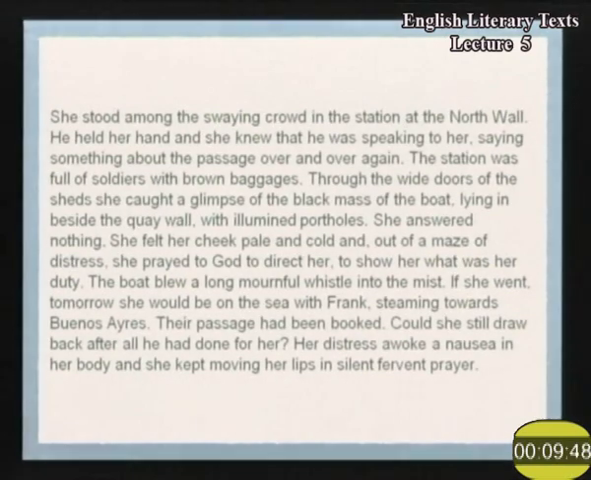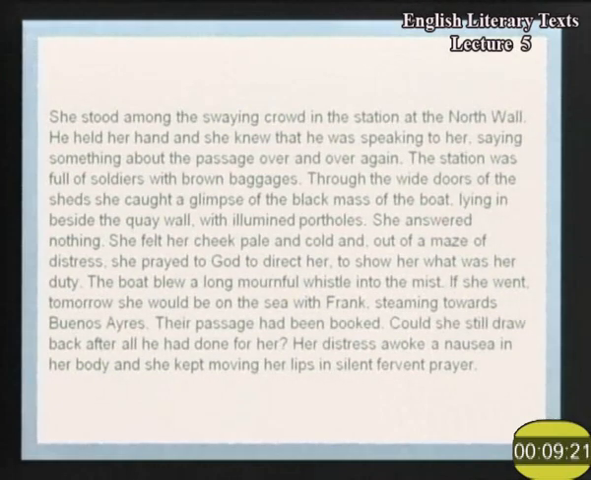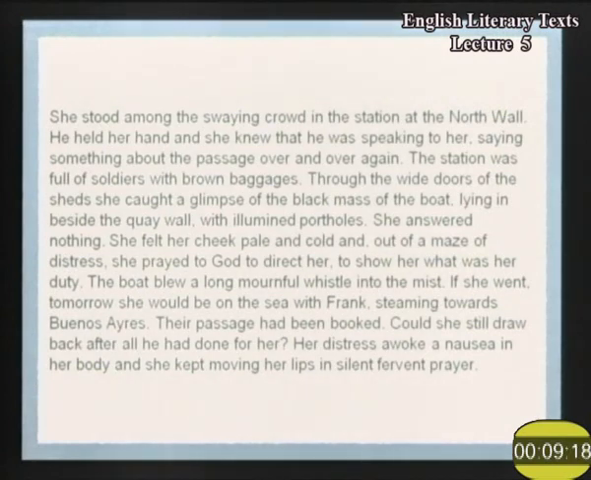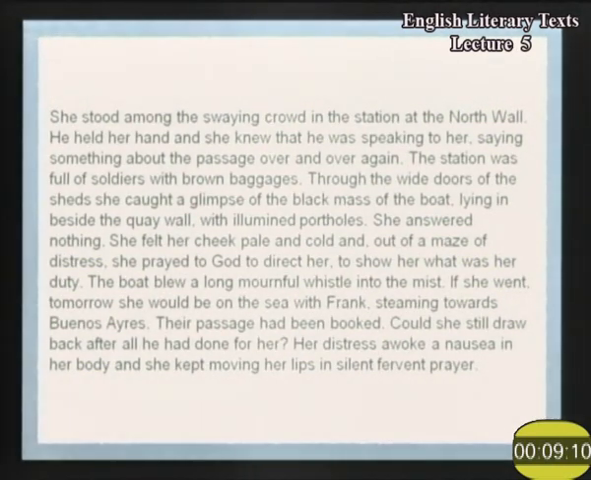So, in this scene, we have Evelyn standing at the quay. And there we seem to see Frank, but almost very shadowy. He is there trying to tell her to come, but saying something about the passage over and over again. But of course, she is almost deaf to what he says.